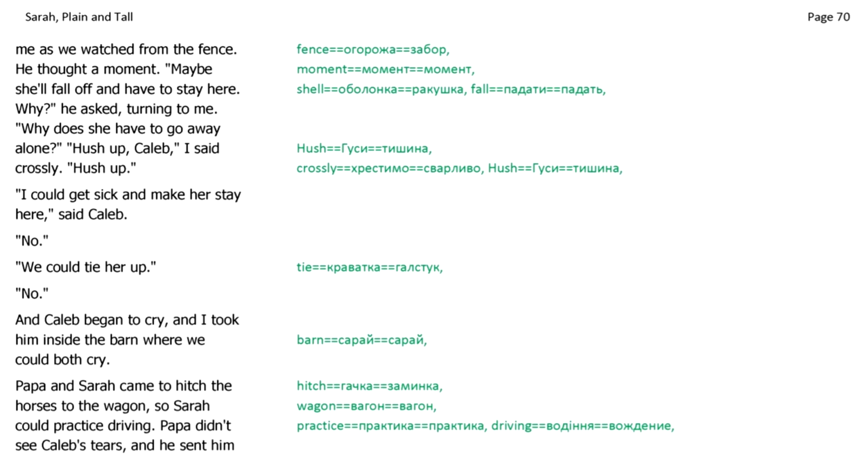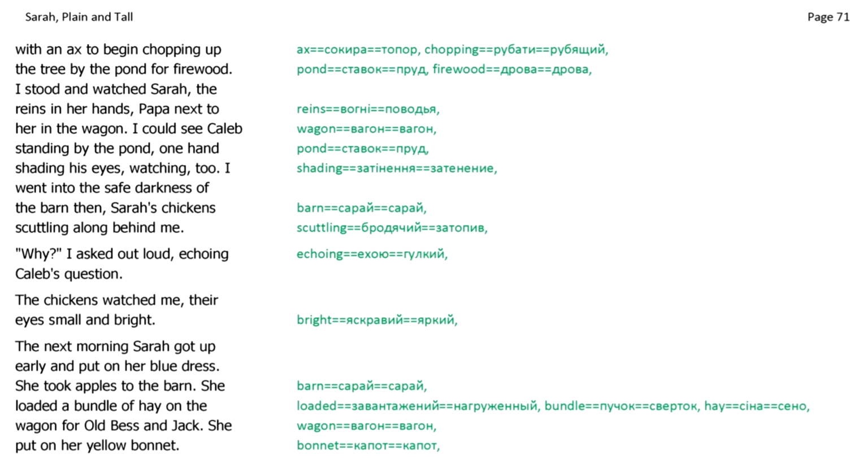Papa and Sara came to hitch the horses to the wagon so Sara could practice driving. Papa didn't see Caleb's tears, and he sent him with an axe to begin chopping up the tree by the pond for firewood. I stood and watched Sara, the reins in my hand, Papa next to her in the wagon. I could see Caleb standing by the pond, one hand shading his eyes, watching, too. I went into the safe darkness of the barn then, Sara's chickens scuttling along behind me. "Why?" I asked out loud, echoing Caleb's question. The chickens watched me, their eyes small and bright.